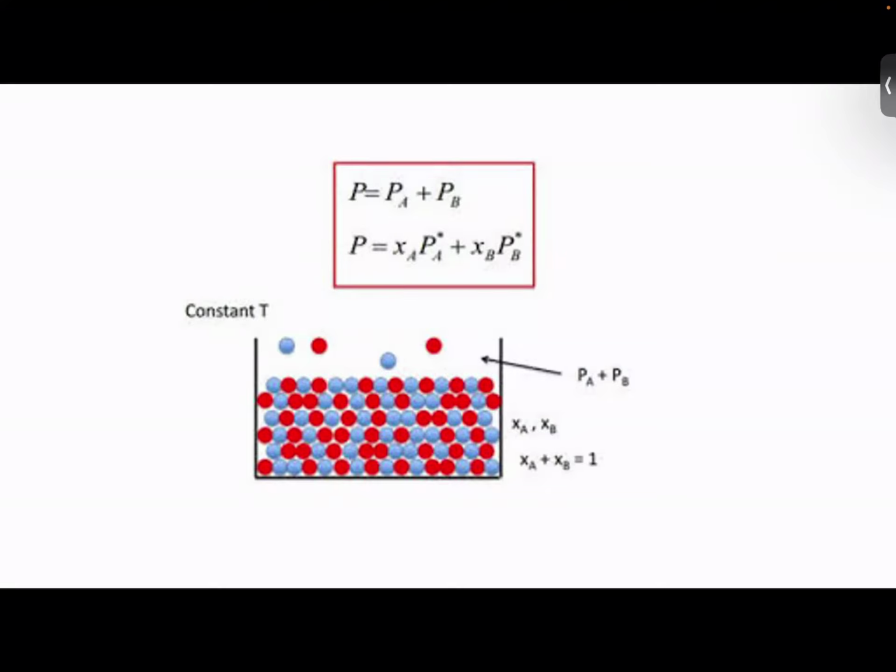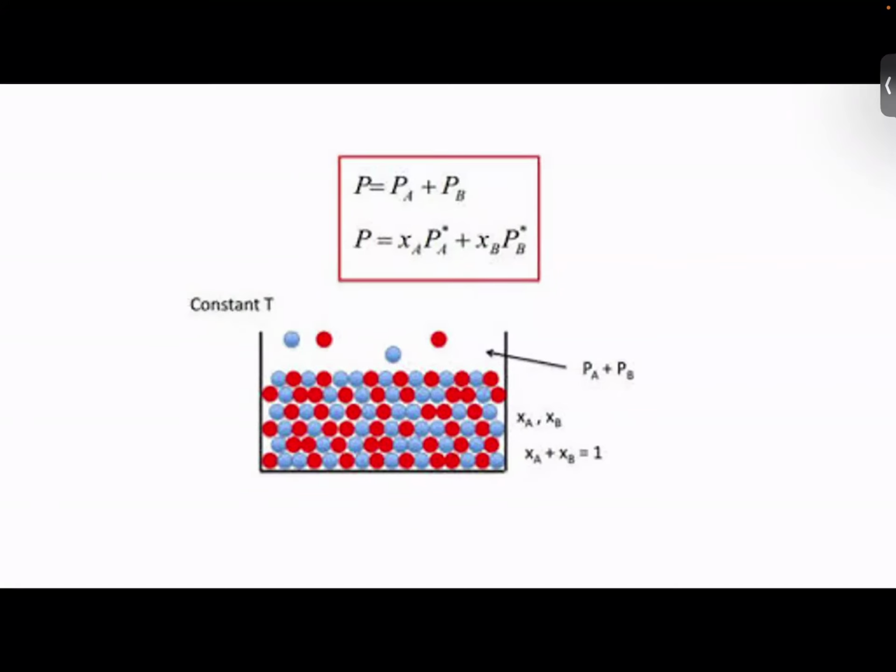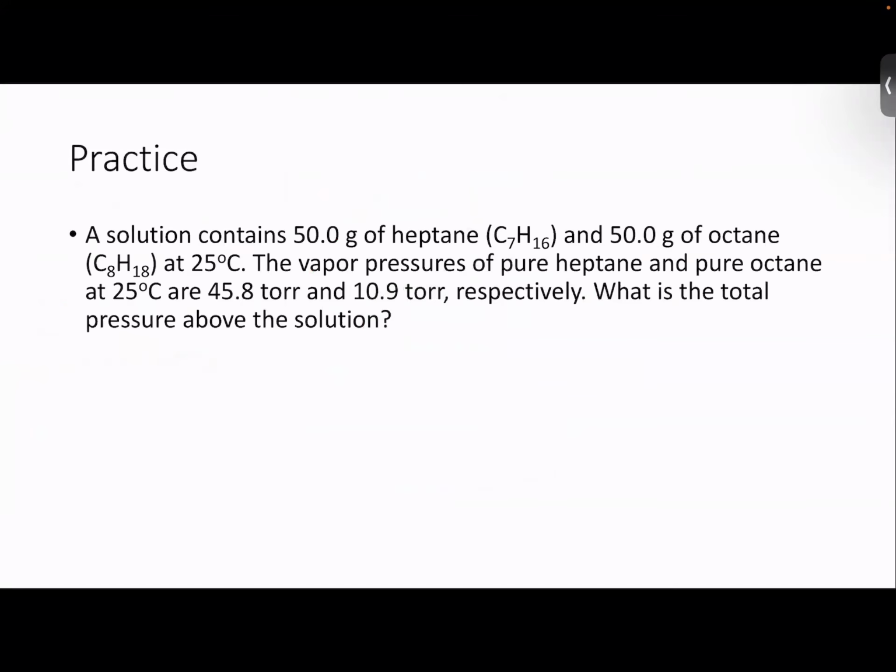Okay, so let's look at an example. A solution contains 50.0 grams of heptane and 50.0 grams of octane at 25 degrees Celsius. The vapor pressure of pure heptane and pure octane at 25 degrees Celsius are 45.8 torr and 10.9 torr, respectively. What is the total pressure above the solution?